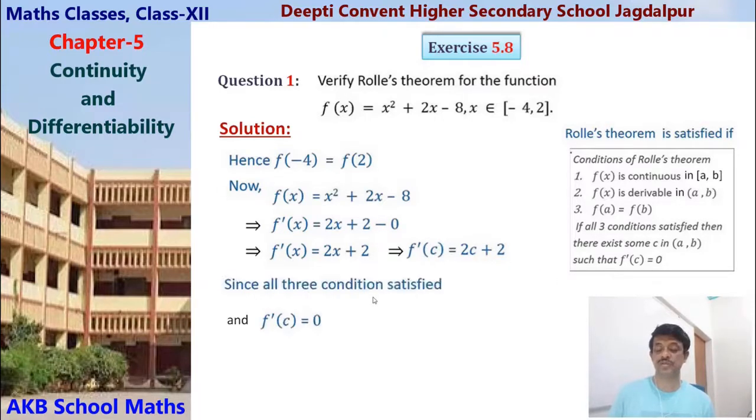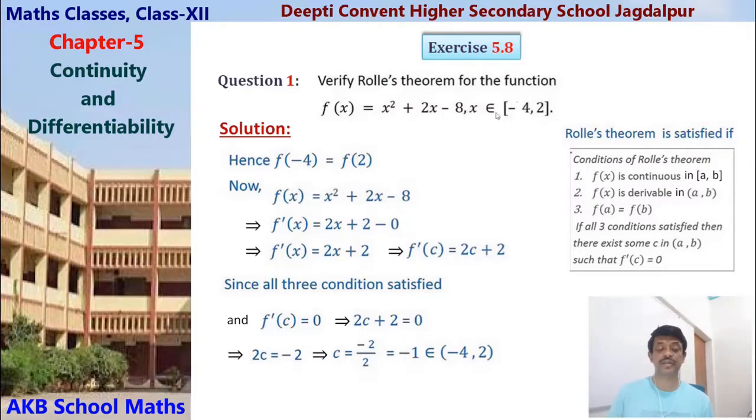Since all three conditions are satisfied, if we take f'(c) equal to 0, then 2c + 2 = 0. So from here, c equals what? 2c = -2. Clear? 2c = -2, that is c = -1. -1 belongs to (-4, 2), that is, there exists c, c belongs to (-4, 2).